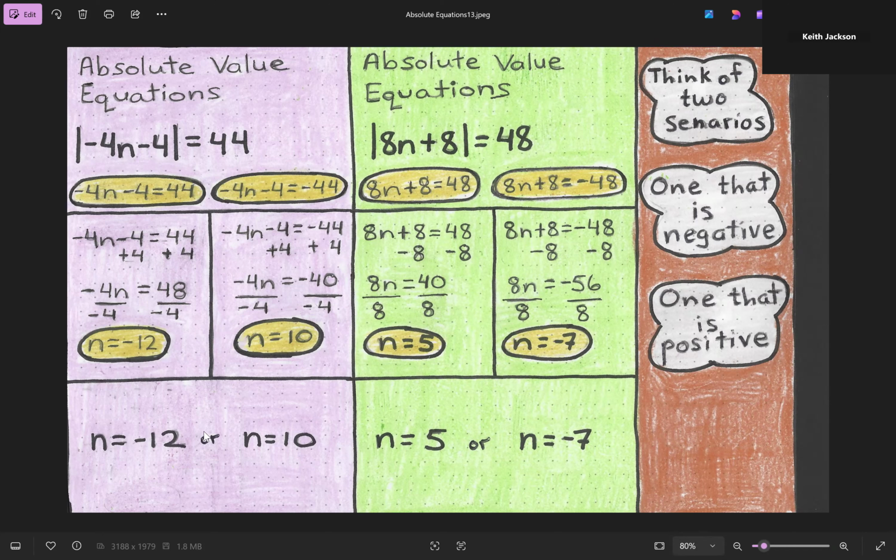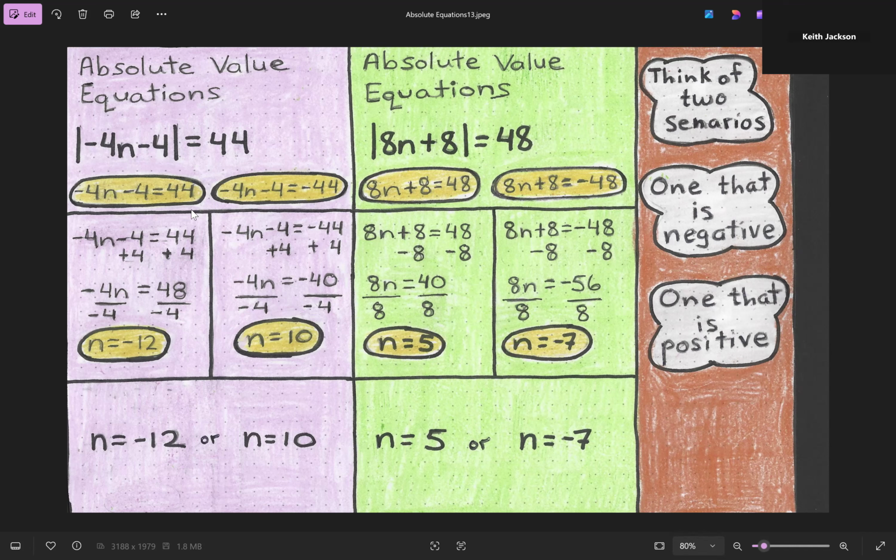We have the absolute value of negative 4n minus 4. Whatever is in here is going to be equal to 44, right? And so let's put our two scenarios together, one positive and one negative, in which we have a negative 4n minus 4 is equal to 44, while a negative 4n minus 4 is equal to a negative 44.